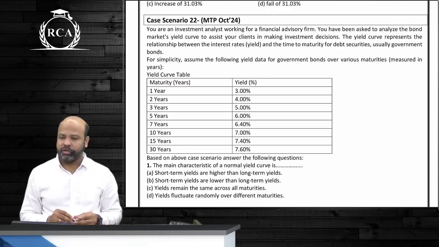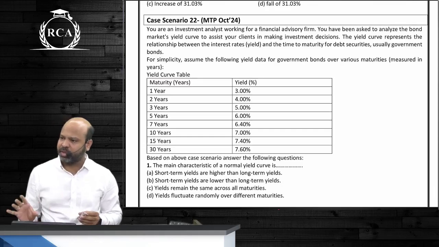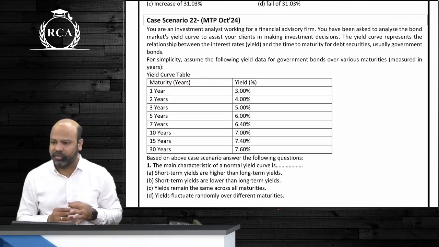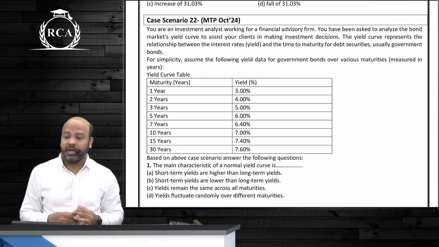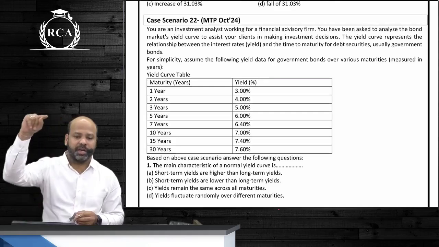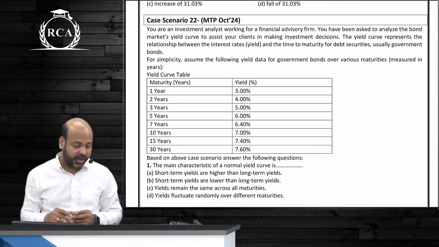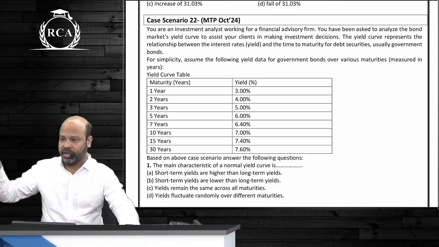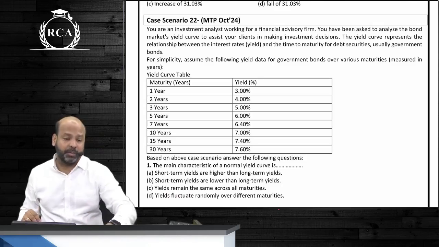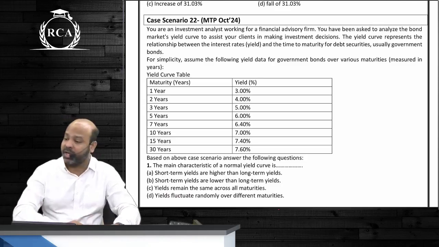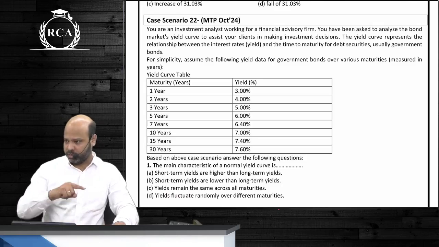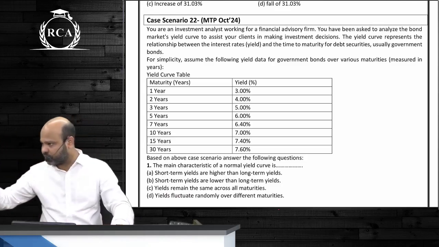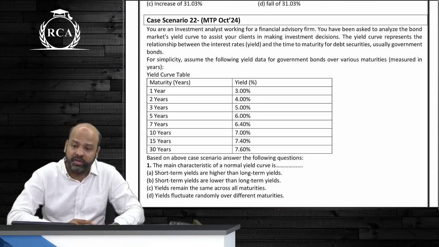Upward sloping is also known as the normal yield curve. Usually, the longer the maturity period, the higher the yield. Next, downward, or inverted. Downward is where the short-term interest rates are very high and then the interest rates gradually decrease. And then the flat yield curve, where irrespective of the maturity period, interest rates remain constant.